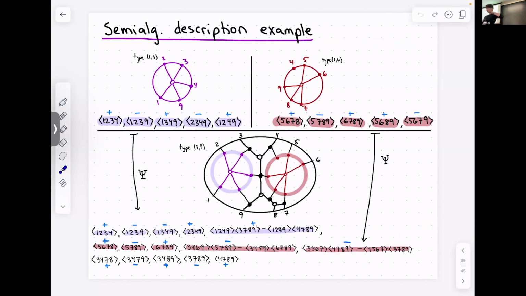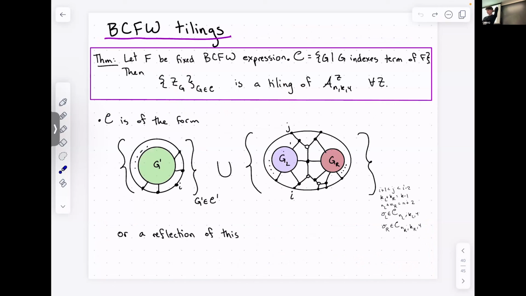Just to wrap up, I wanted to say a little bit about tilings. The result on tilings, to say it one more time, is that if you have a fixed BCFW expression and you take all of the graphs indexing terms of that expression, the images of the corresponding positroid cells, so the corresponding tiles, actually do form a tiling. And what those collections look like, you can read directly off of the recursion. There are a lot of details about exactly how to fill in the two blobs, but these are what the collections look like.